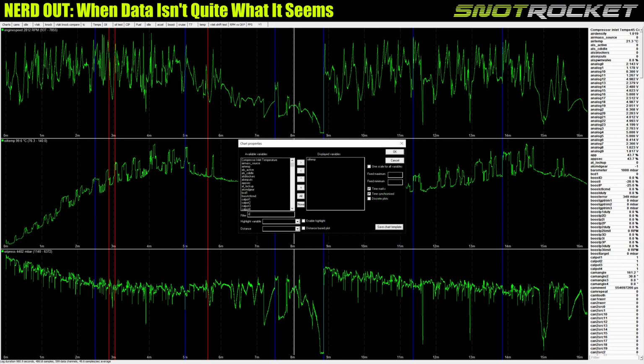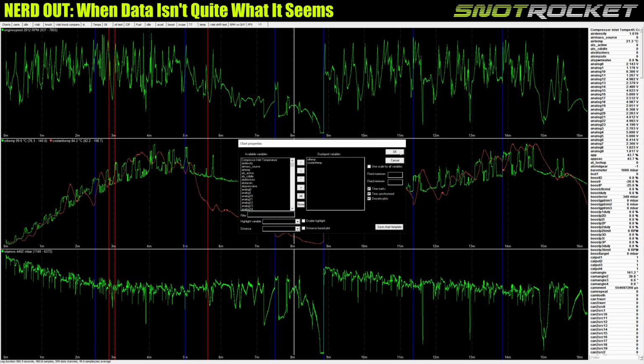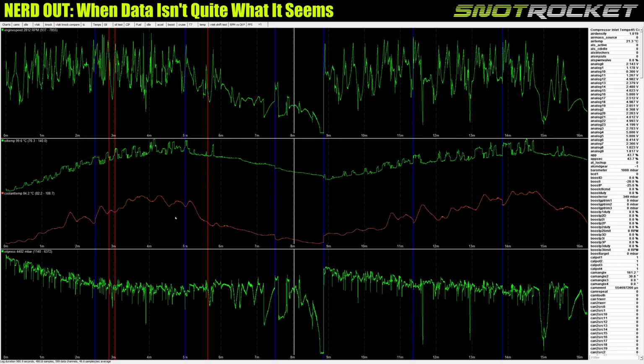I'm going to add coolant temperature. And let's put these on two discrete plots so that we see them side by side. Now, this is really interesting. I'm going to get rid of oil pressure now, because then we can see this a bit easier.